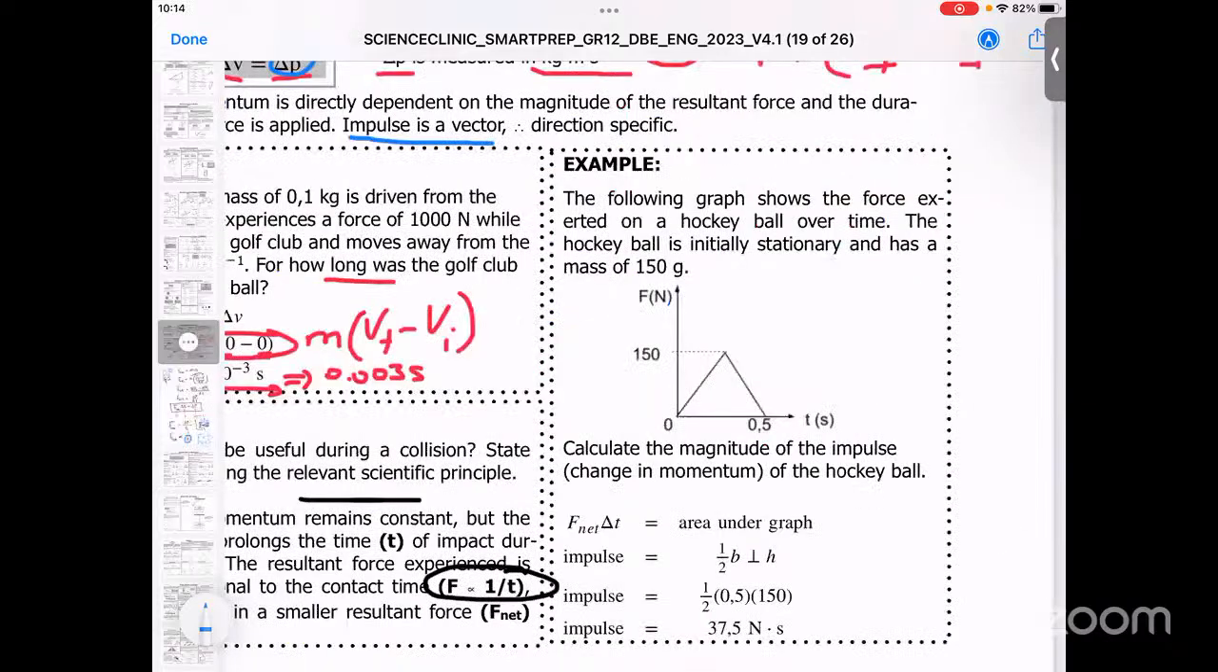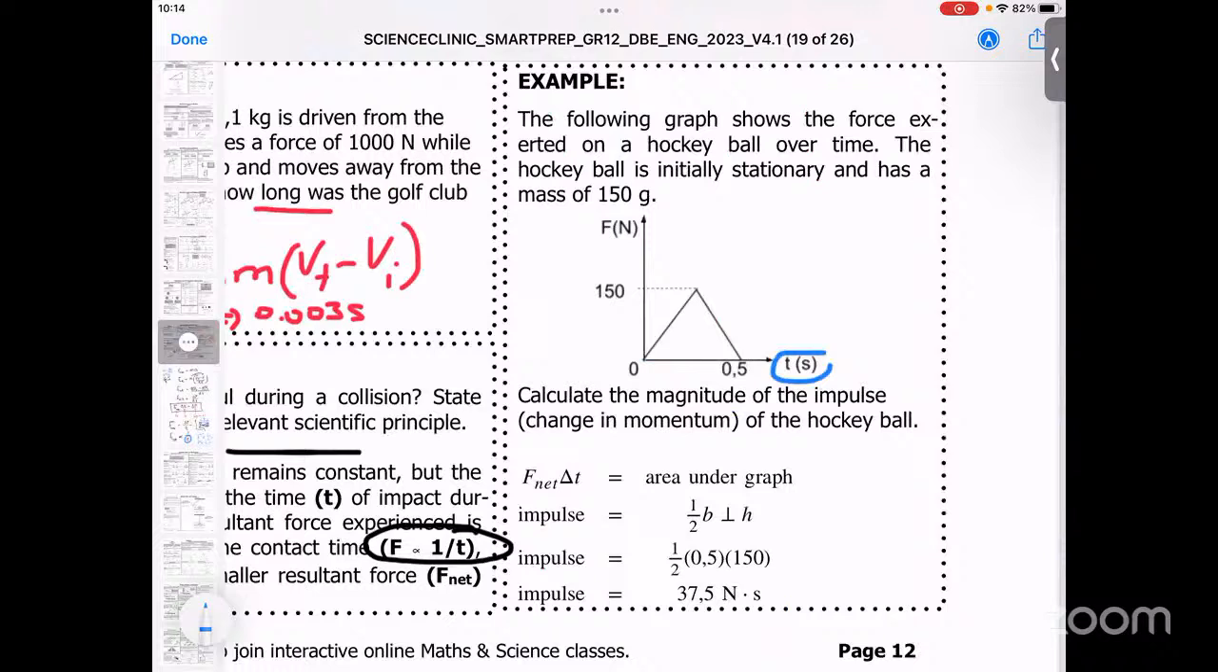So here, the last example they are talking about is the following graph that shows the force exerted on a hockey ball over time. The hockey ball is initially stationary and has a mass of 150 grams. You can see there the time, and that being the force, and then it forms that shape over there. Now they want you to calculate the magnitude of the impulse, being the change in momentum of the hockey ball.